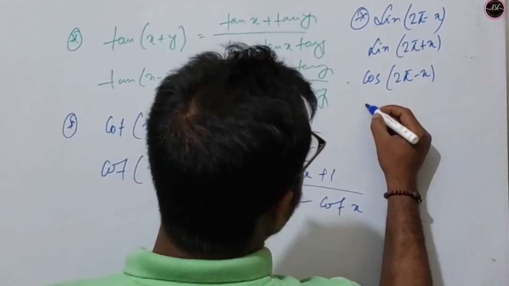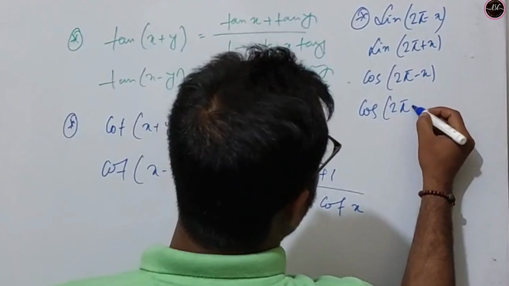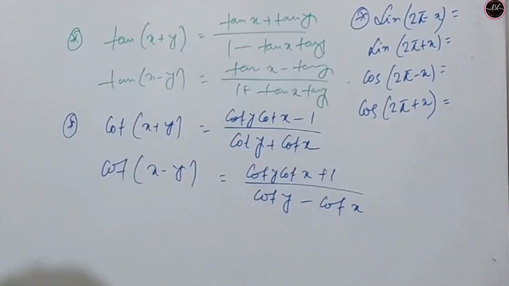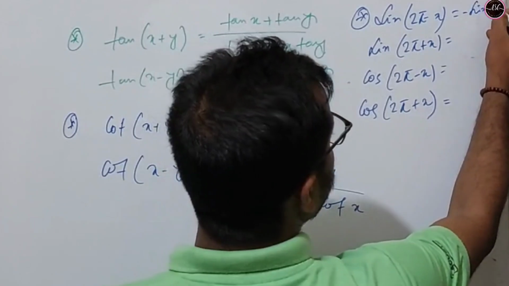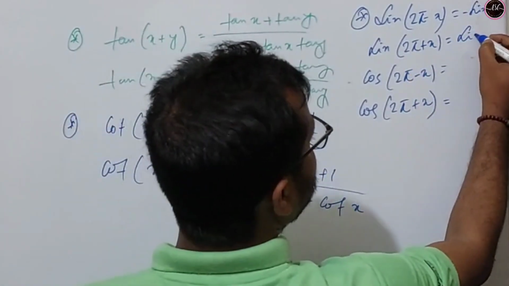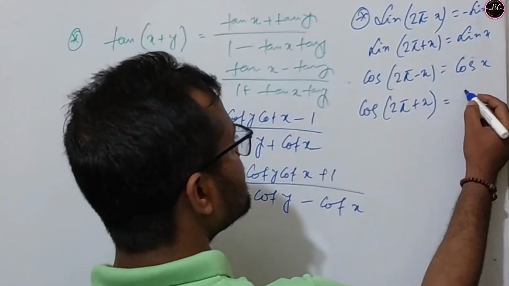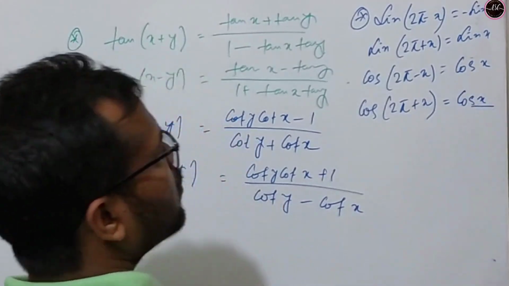Now there is sin of 2 pi minus x, sin of 2 pi plus x, cos of 2 pi minus x, cos of 2 pi plus x. What will be the value? It will be minus sin x. This will be sin x. This will be cos x. Cos x.